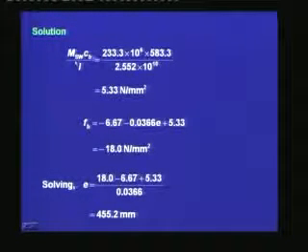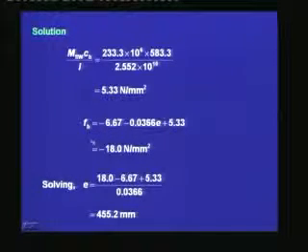Next, we are calculating the component due to the self weight. MSW times CB divided by I is equal to 233.3, which we just calculated, times 10 to the power 6 to convert it to Newton millimeters, times 583.3 divided by the value of I, which gives me a stress of 5.33 Newton per millimeter square.